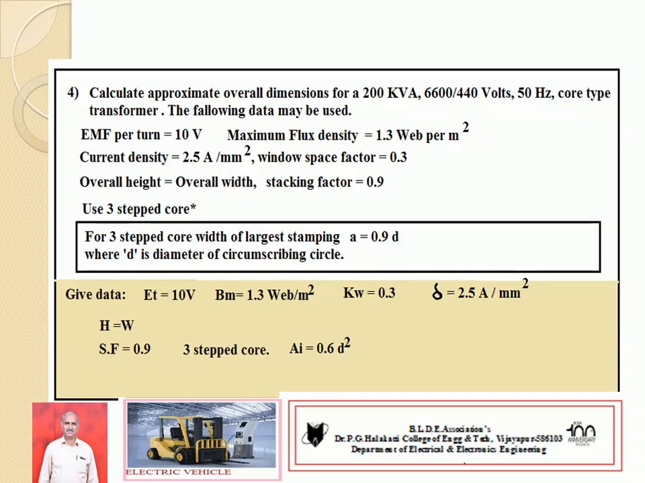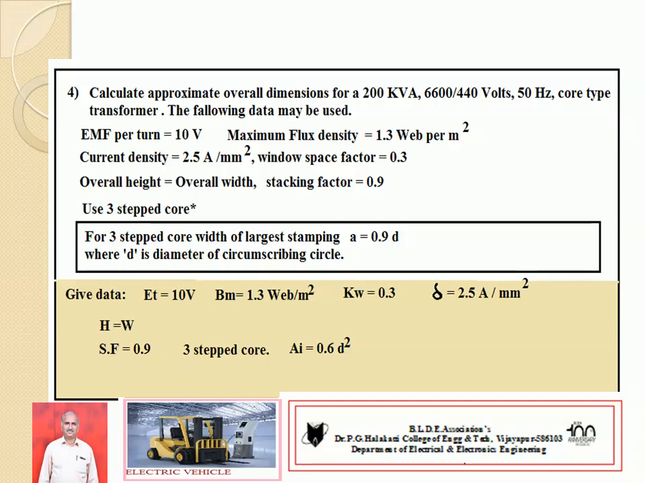The same problem is repeated many times in VTU question papers for 10 marks. Put a double star, copy down the things, and practice. Sometimes they may give three-stepped core only. What is the block I marked? They are not going to give the values. It may be hidden. Hence, for three-stepped core, we have to remember the relation.